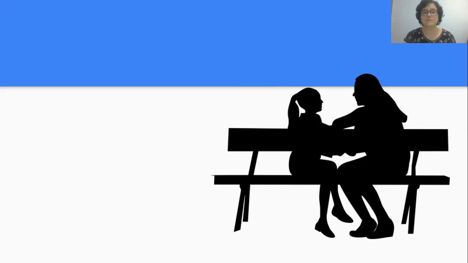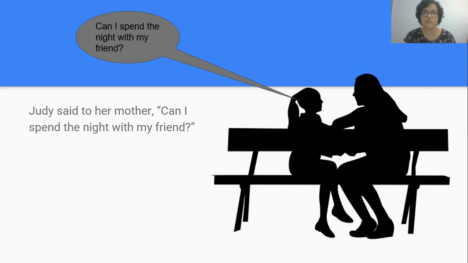Let's do another one. Can I spend the night with my friend? This child is talking to her mother and saying, can I spend the night with my friend? Now, let's write that as direct speech first. Judy, let's call the child Judy. So Judy is talking to her mother. Judy said to her mother, can I spend the night with my friend? See the question mark there? So everything else is the same. There's speech marks, there's a comma, there's a question mark.